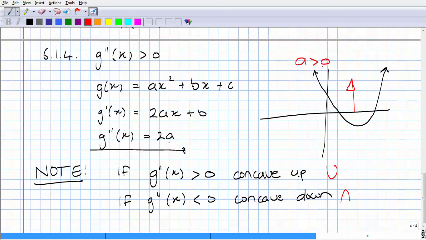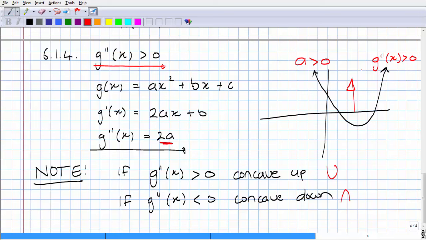So simply because it is a smiley face, we know that a is bigger than 0. And if a is bigger than 0, and we look at the second derivative over here, that means the second derivative, g double dash, is also bigger than 0. And we can also look at it and say, well, actually we know it's bigger than 0 because it's concave up. And the question originally was, for which values of x is this thing bigger than 0? So we don't even have to do any calculations. We can simply say, well, because it is concave up, it is bigger than 0.